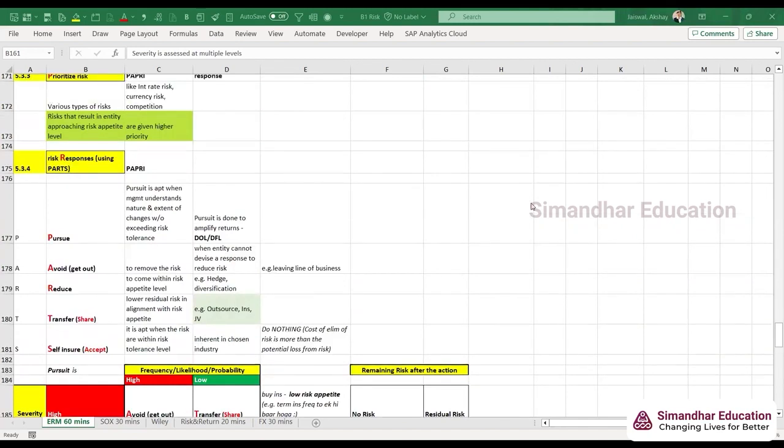Then we have risk responses using parts. Okay, so this is very important. Questions do get asked on this regarding how the risk responses are done.